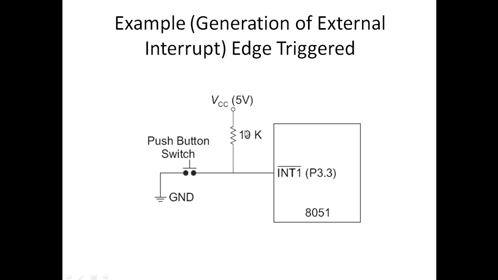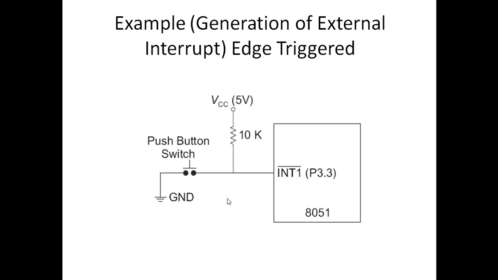But here I have pulled this pin to VCC and connected one switch over here. When the switch is off, with no connection between ground and this pin, the pin will be connected to 1. Once I push the switch down, this pin is connected to ground, meaning it goes from high to low, and this is the negative edge trigger.